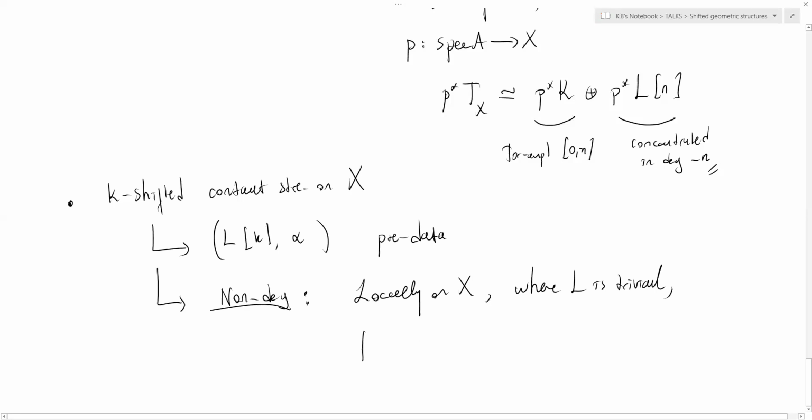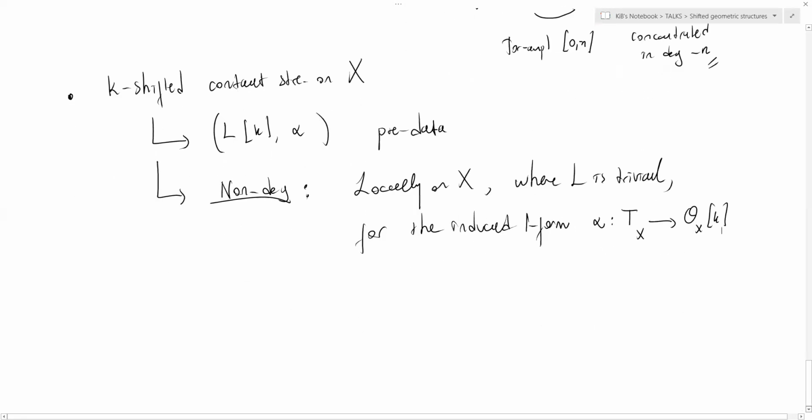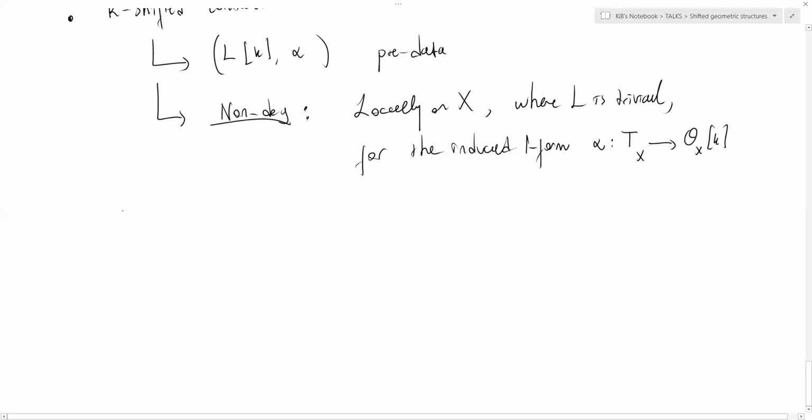And then let us consider the induced one form. Let me use the same thing, alpha. So we have this induced one form of degree K, right? We consider the following map. Of course, we have the natural map. So, of course, we have this d_dR alpha. Since this is a two form, right? So we have this natural map.